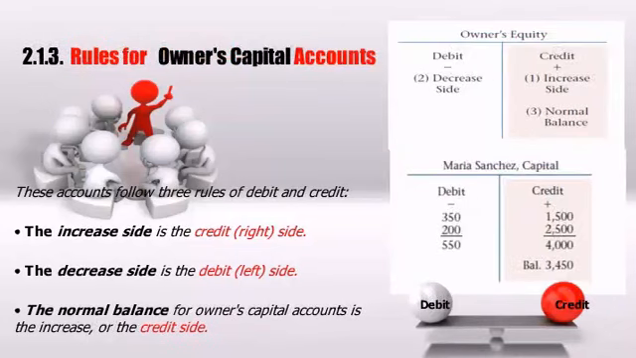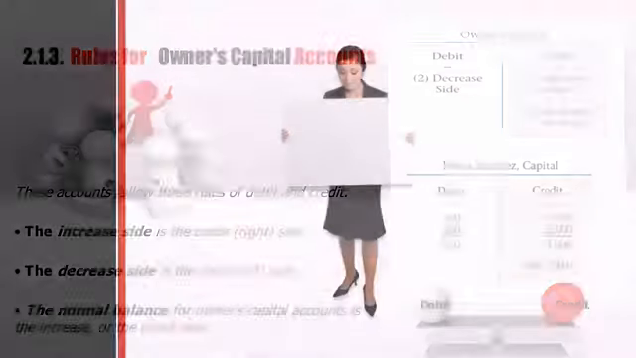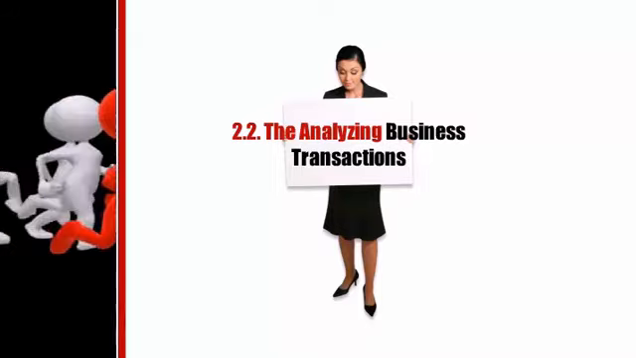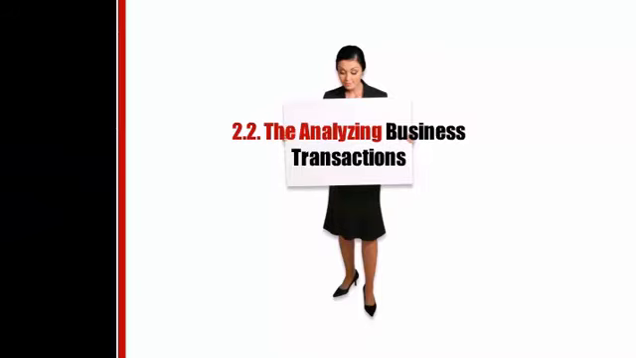Now look at the entries in the T account for the owner's equity account. Remember that the rules of debit and credit for the capital account are the same as those for a liability account. Increases to owner's capital are recorded on the right, or credit side of the account. Decreases are recorded on the left or debit side. The capital account has a normal credit balance. If you subtract the total debits from the total credits, $4,000 minus $550, you have a credit balance of $3,450. Moving on to the next section, let's take a look at analyzing business transactions.